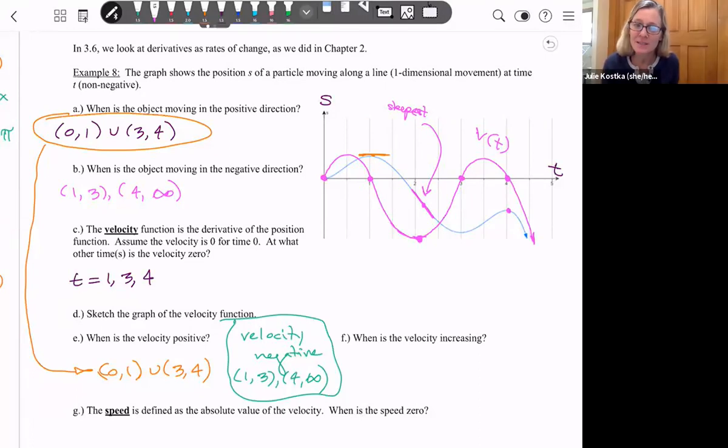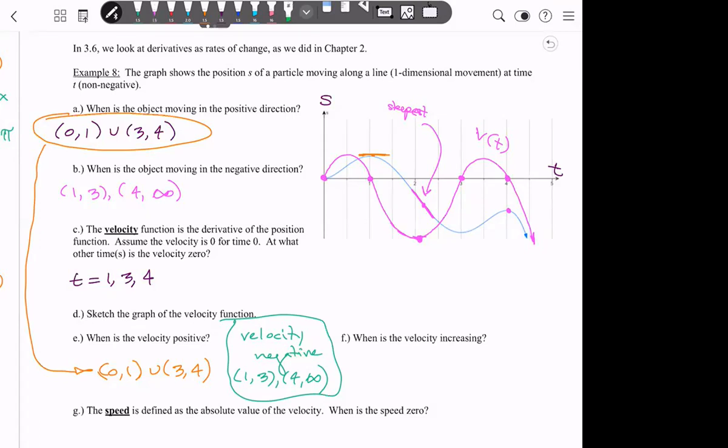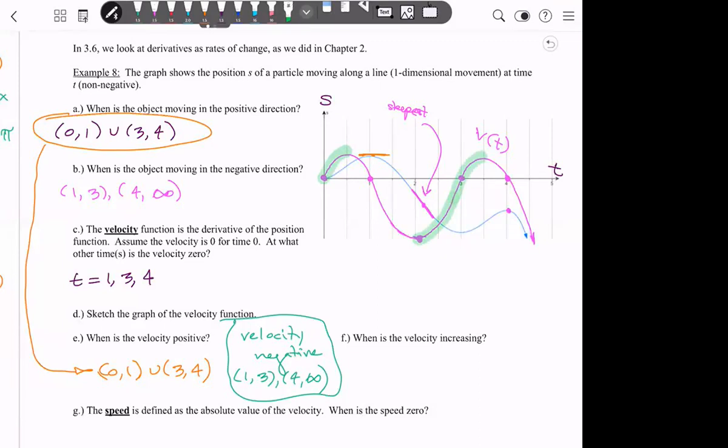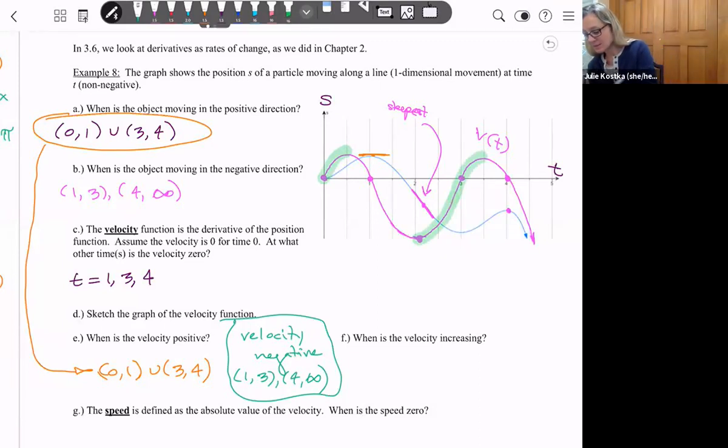All right, now where is the velocity increasing? It's from 0 to 0.5. Right here. Good. And right here. So velocity increasing means that the velocity function is going uphill. 2.1-ish to maybe 3.5. Okay, perfect. So we'll answer that part 0 to maybe 0.5 and maybe 2.1, something like that, to maybe 3.5.